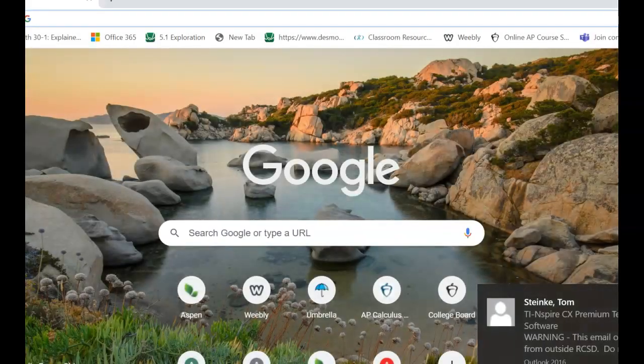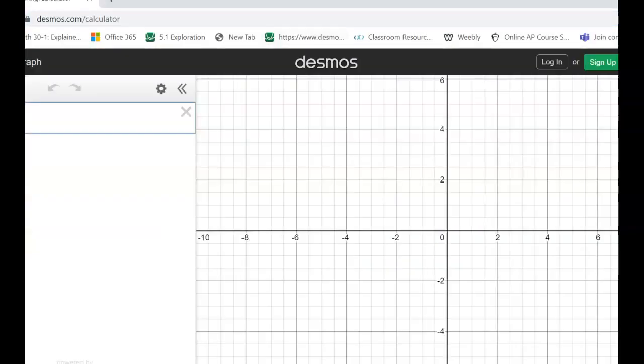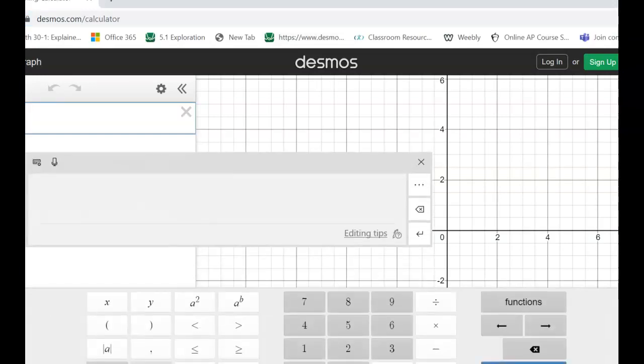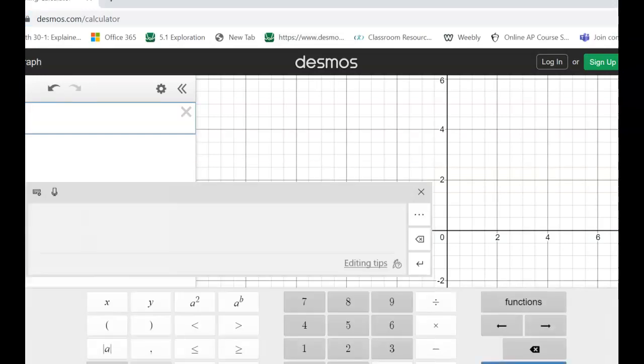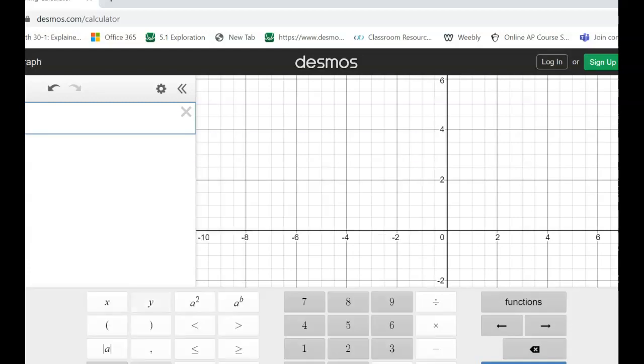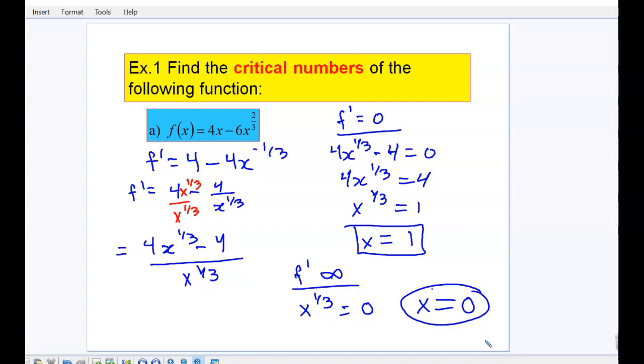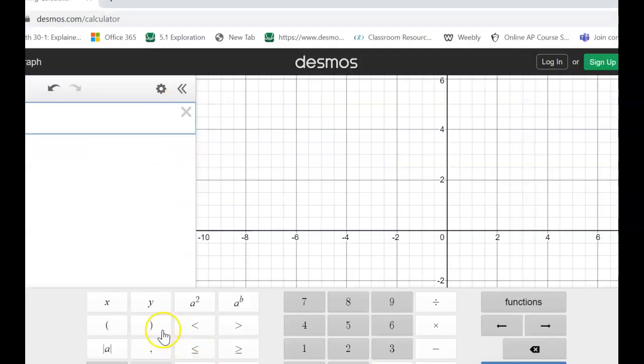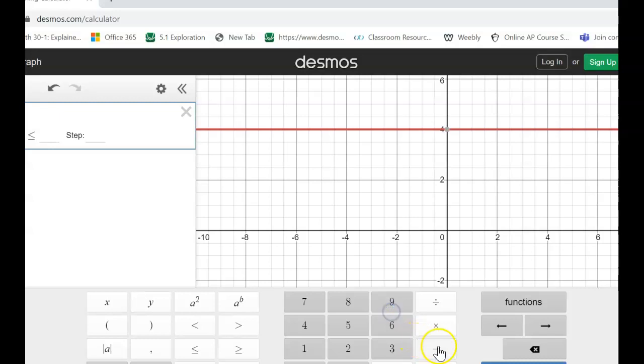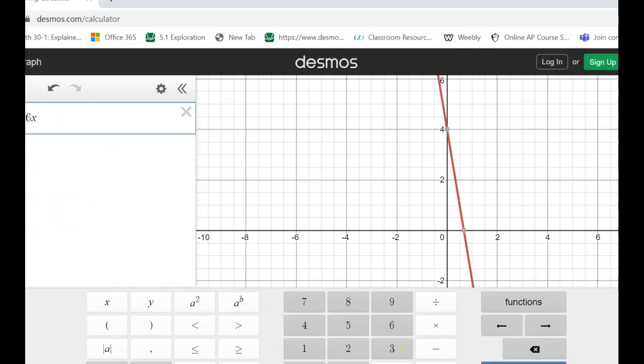So let's quickly look at the Desmos equation and see if we can graph this one. We had the equation y equals, and let's go back to what we had here. It was 4x minus 6x raised to the 2/3.